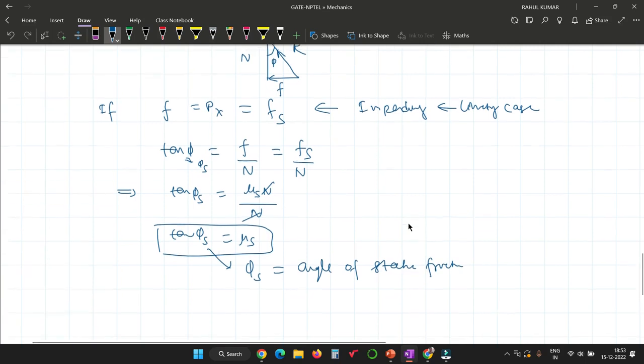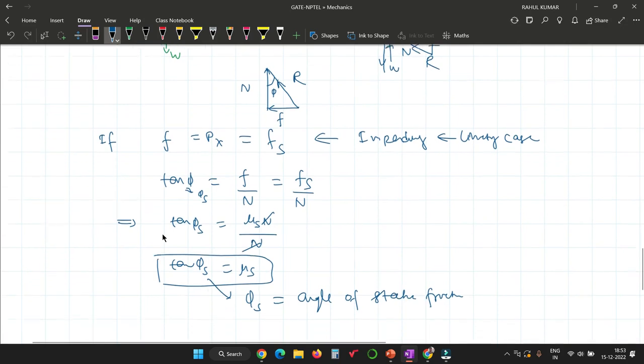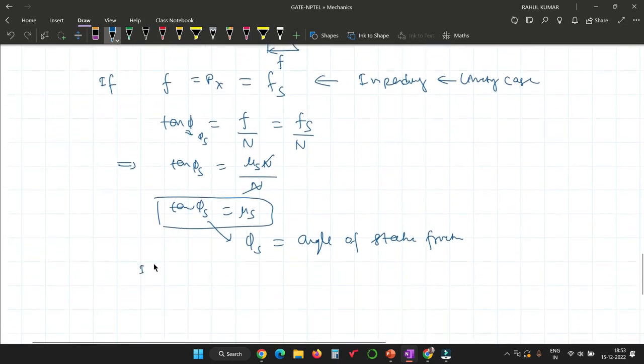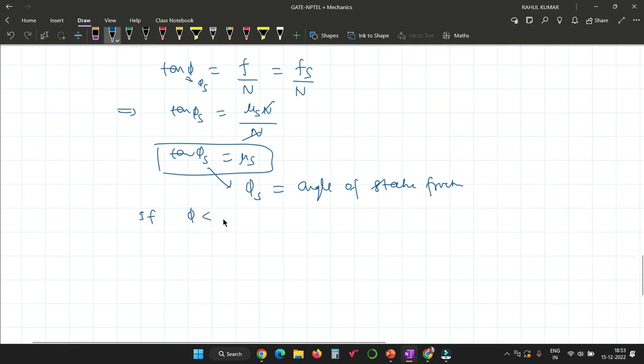And there is a meaning of this. If you can clearly see that this angle is less than phi s, then you can say that there is no motion.